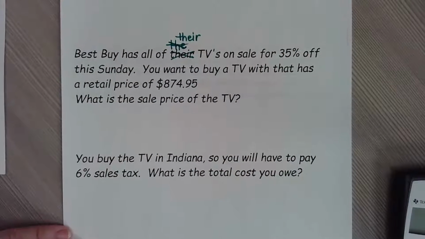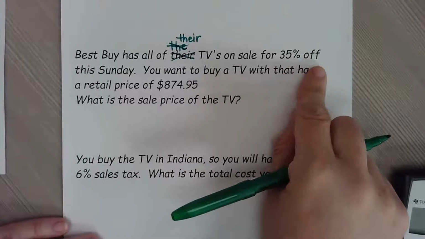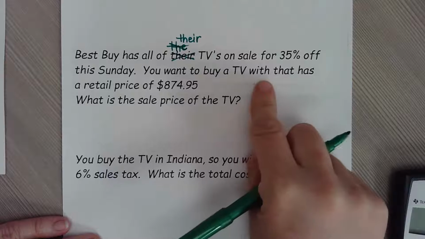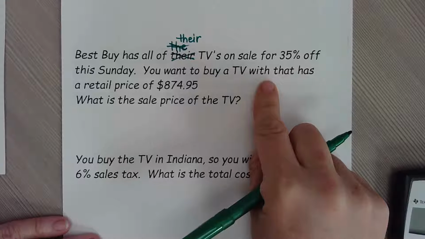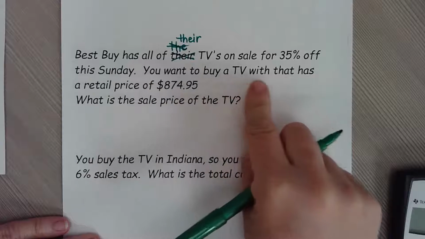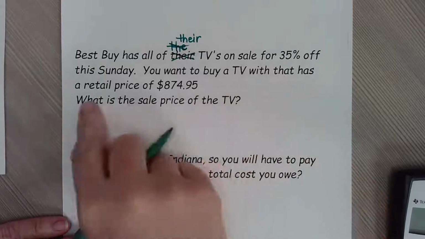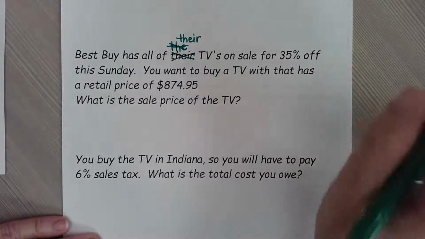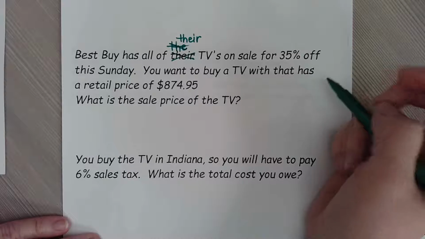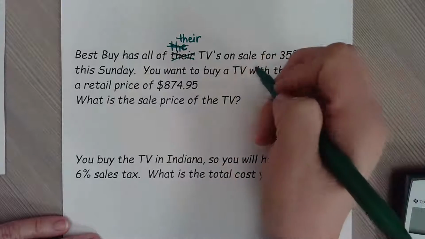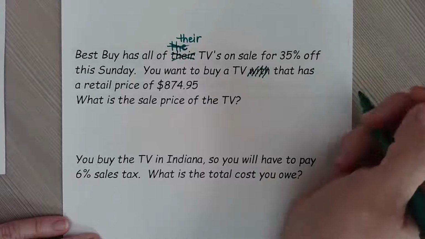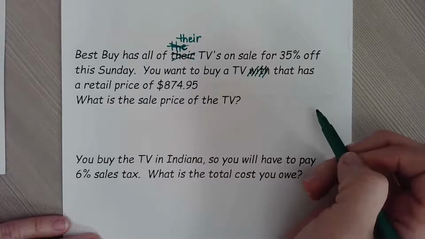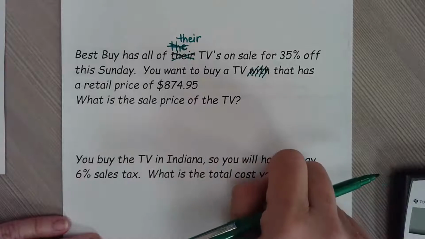Best Buy has all of their TVs on sale for 35% off this Sunday. You want to buy a TV that has a retail price. See, I did mess up. My brain is at the end of the day and my brain is tired. Can you tell? All right. You want to buy a TV that has a retail price of $874.95. What is the sale price of the TV?